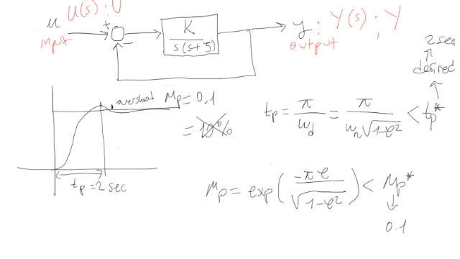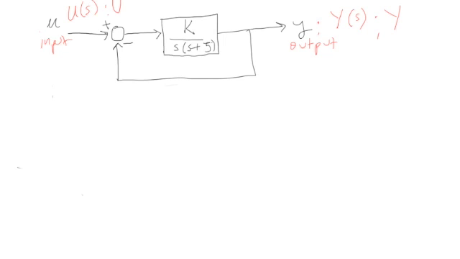But how do we find the natural frequency or the damping ratio of the system to make our design? We have to relate this free design parameter K with these specification parameters, Tp, or more explicitly the natural frequency and the damping ratio. So we have to relate them. In order to do that, we first have to write the closed loop transfer function of the system.